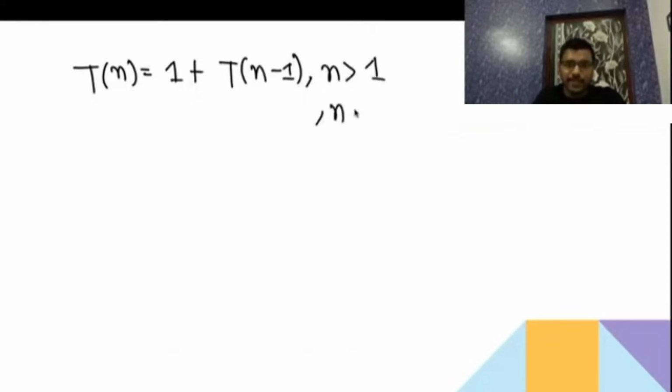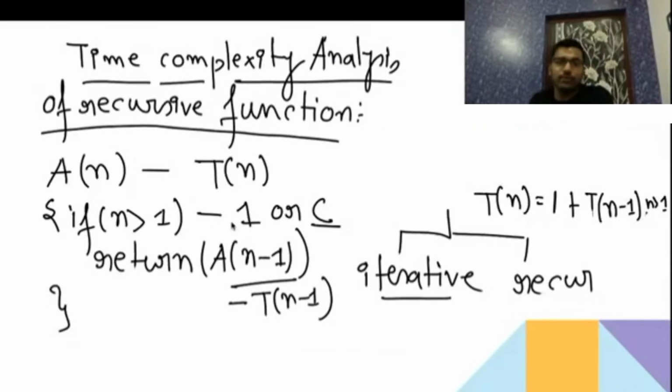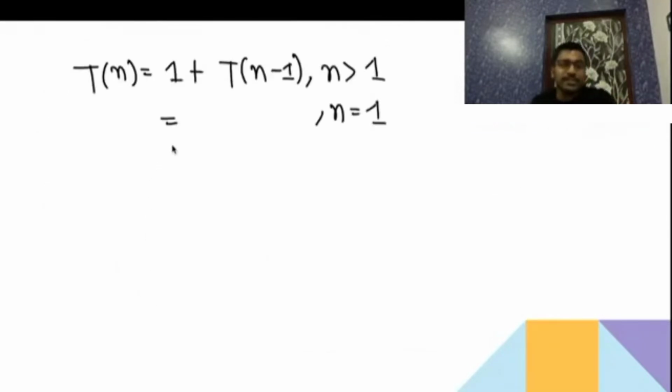When n is equal to 1, how much time will this function take? This comparison will be done, and it will not go inside the if, because n is 1, so the condition is false and it will not go inside. So only one comparison, only constant time is required. Am I clear? Please let me know. So for n equal to 1, we require only constant time.